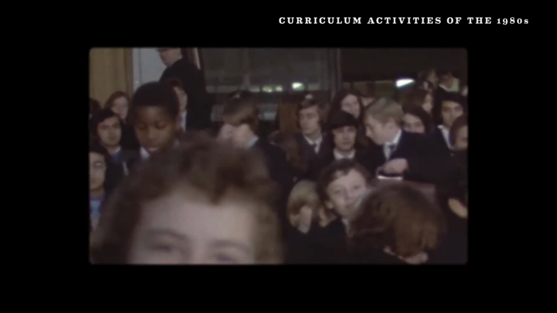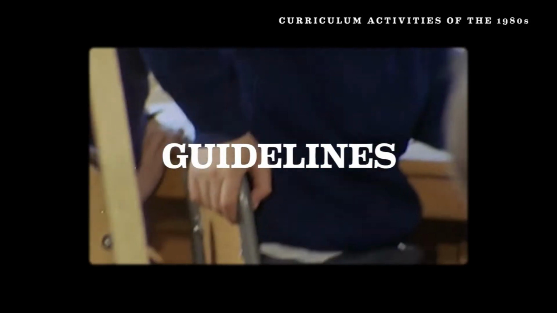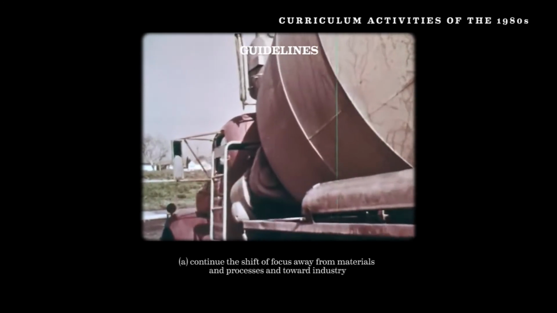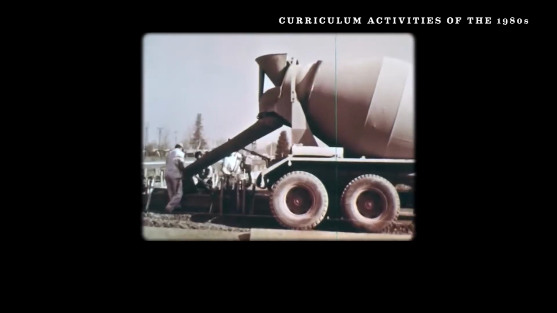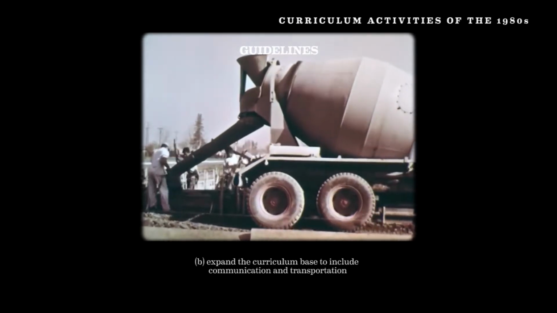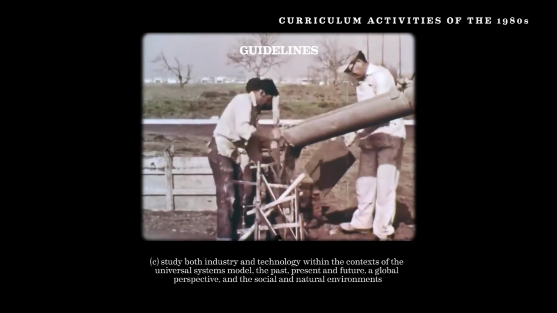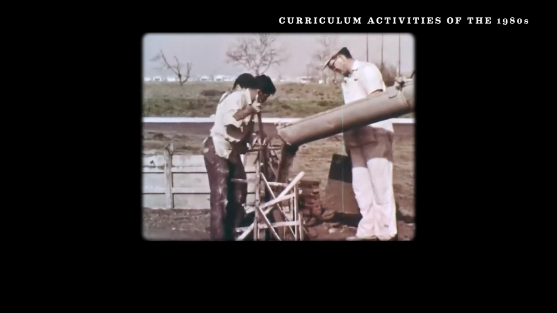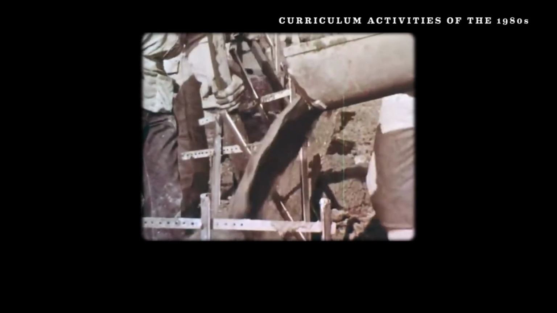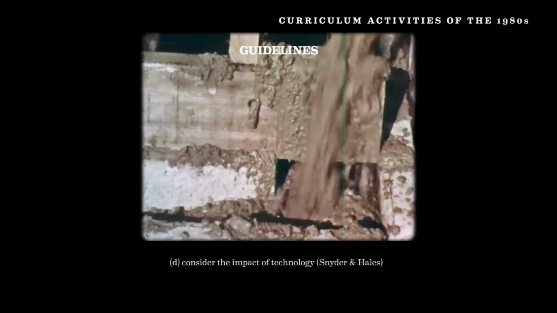The major contributions made by the Jackson Mill Industrial Arts Curriculum Theory Symposium participants were the following guidelines. A. Continue the shift of focus away from materials and processes and toward industry. B. Expand the curriculum base to include communication and transportation. C. Study both industry and technology within the context of the universal terms model: the past, present, and future, a global perspective, and the social and natural environments. And D. Consider the impact of technology.